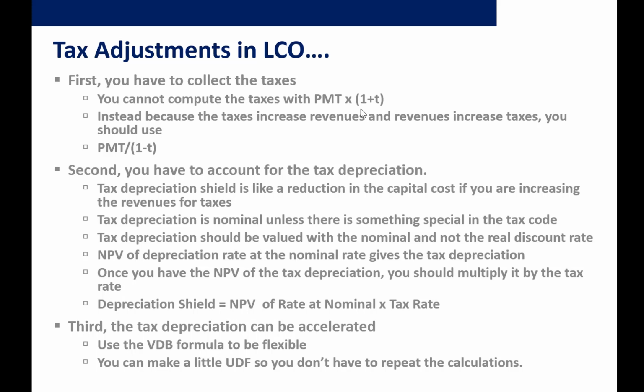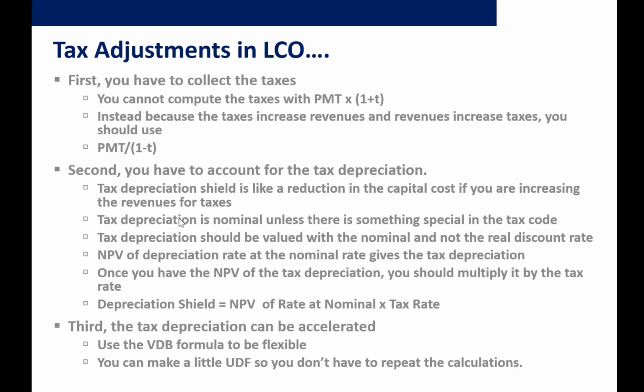You use the tax rate to compute the taxes, and we're going to prove all of this in this short, hopefully, session. You can't multiply the PMT times 1 plus the tax rate, because the revenues are increased from the taxes, and then you pay taxes on those revenues, so you divide by 1 minus the tax rate. That's one of the first things I did in the late 70s.